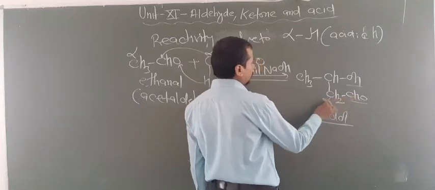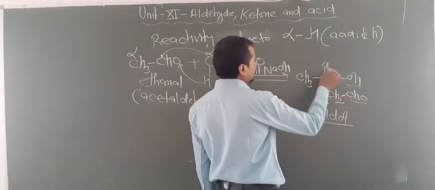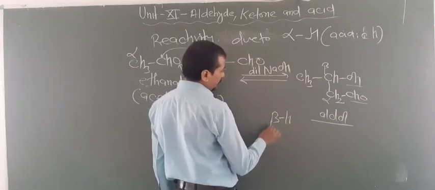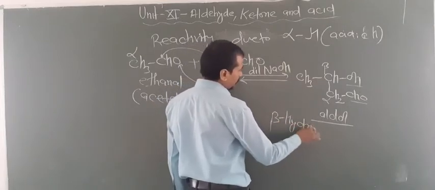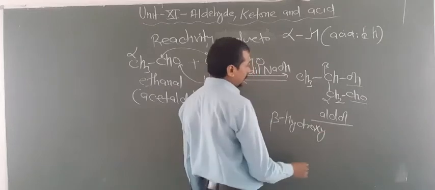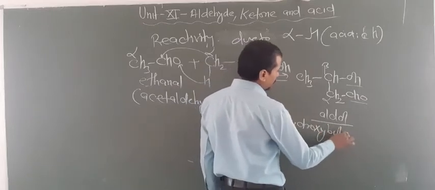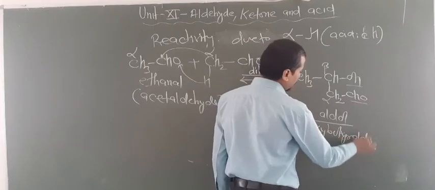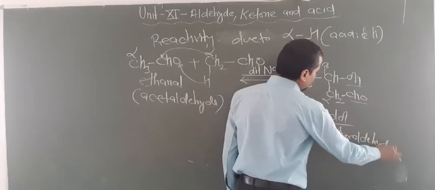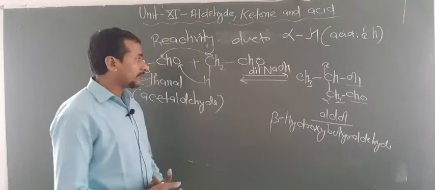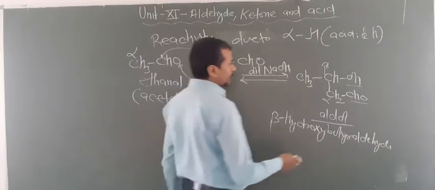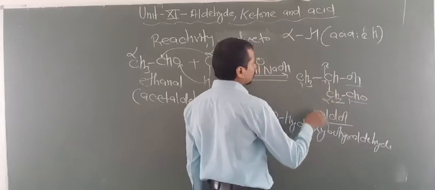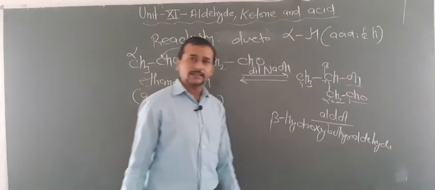Now with respect to this, this is known as alpha and this is known as beta. So you can write the answer, beta hydroxy, 4 carbon is known as butyraldehyde. Are you getting this point? So this is known as aldol. In IUPAC nomenclature you can put numbers here, 2, 3 and 4. So this is known as 3-hydroxybutanal.